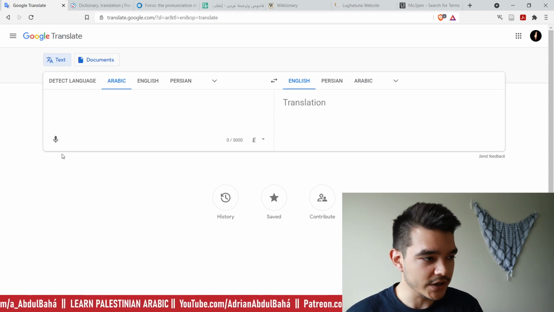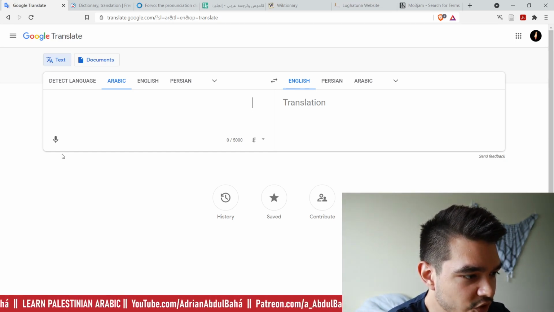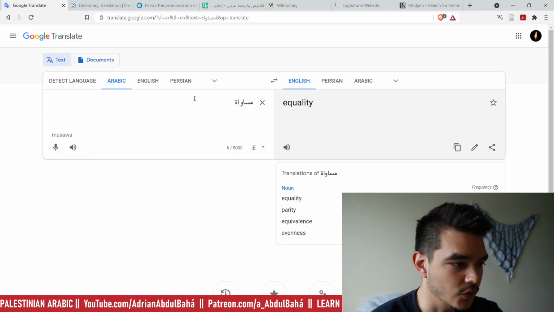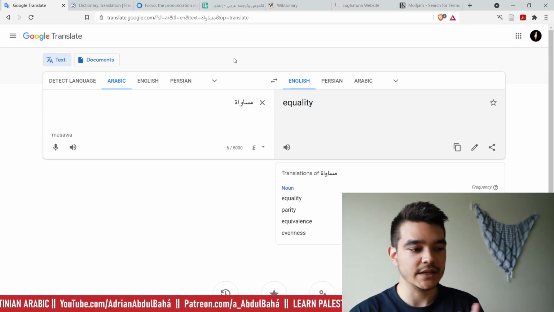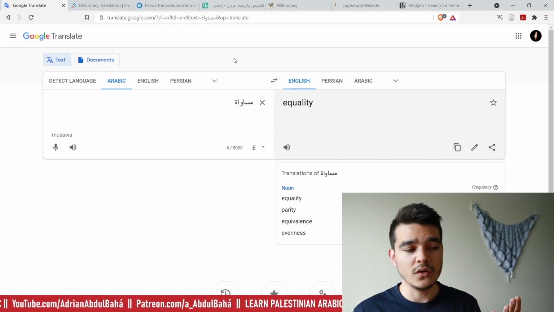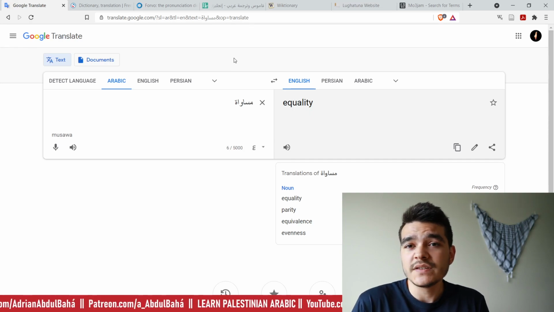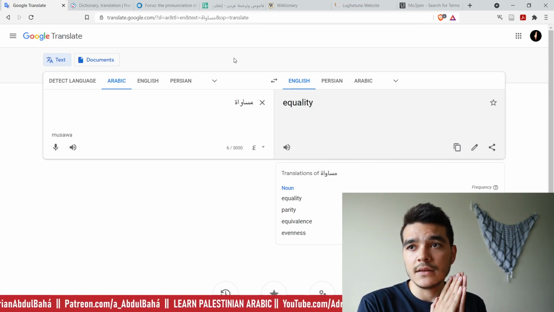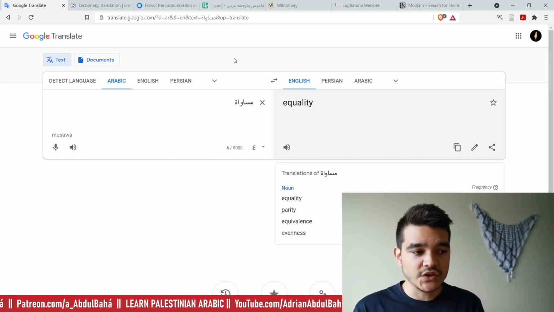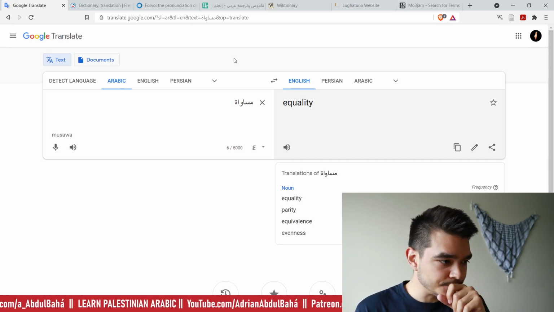Okay, so I told you how Google Translate works, but now let's see what happens. First, let's see what happens if I put Musawa. It gives us equality, parity, equivalence, evenness. That's great because those are all synonyms of this word. That's pretty much the definition that we wanted. Of course, this is a word that is the same in standard Arabic and in the dialect, so that's perfectly useful.